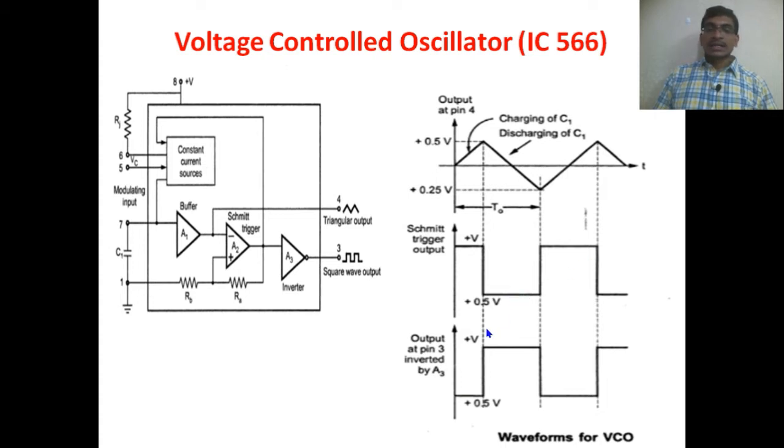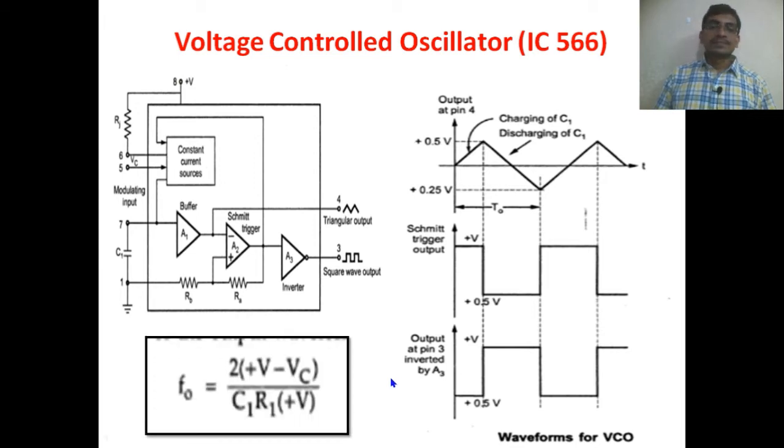The output appearing outside of the IC is the inverted version, which is just opposite to this square wave. Therefore, when this wave is in the plus V saturation, the output wave will be in negative saturation. Like that, it is exactly the opposite output.